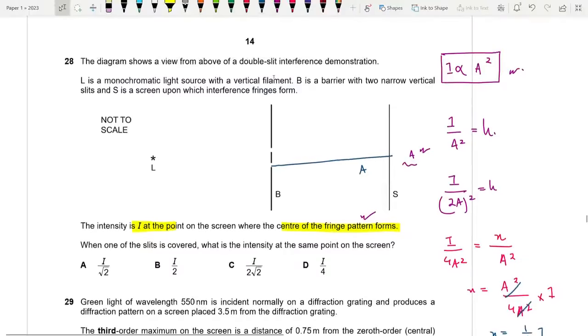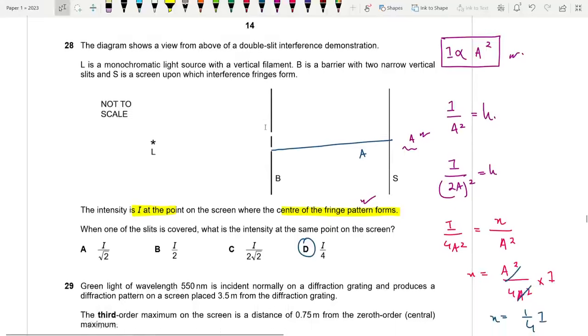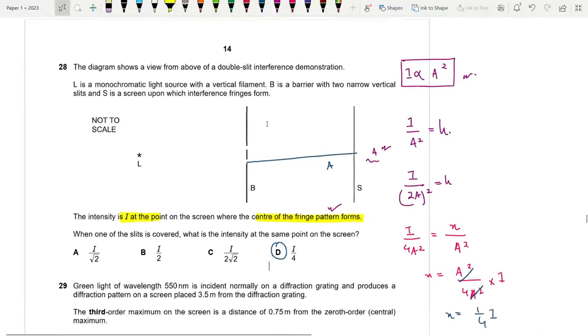Okay, so let's look at the options. It's D. So you didn't have to do all this working. I know a lot of you students do know this, but if you halve the amplitude, then intensity becomes 1/4 because intensity is proportional to amplitude squared. So if you halve amplitude, the half squared is 1/4 essentially. So it became 1/4 of the initial value.